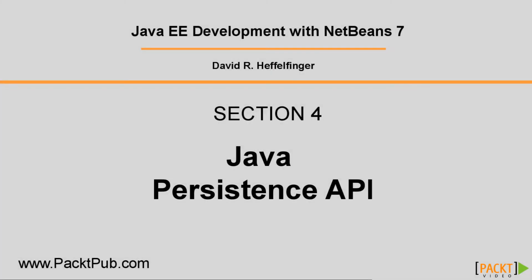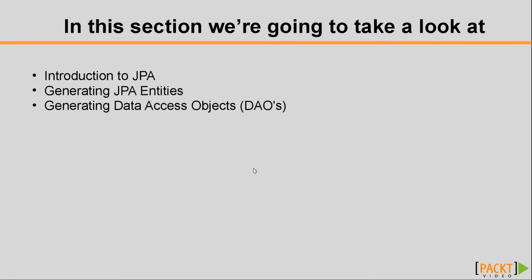Welcome back. In this section, we're going to talk about the Java Persistence API. We'll give a brief introduction to JPA, what it is and what it can do for us. We'll see how we can generate JPA entities, and we'll also see how we can generate data access objects.